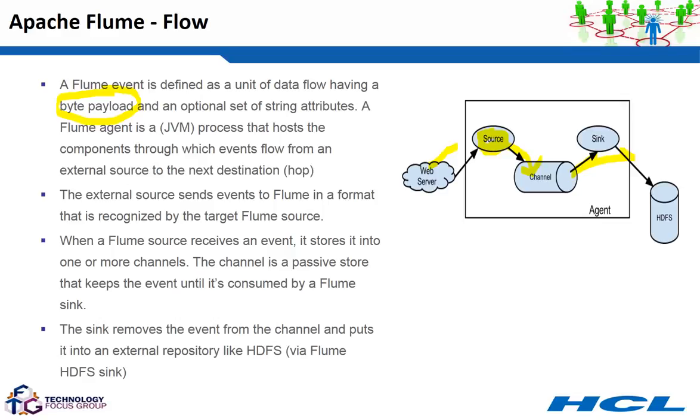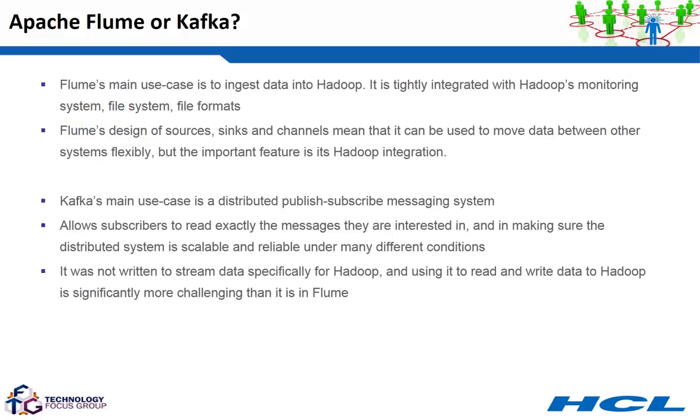You can have a combination of this in a given flow. So the sink removes the event from the channel and puts it into the external repository like HDFS via the Flume HDFS sink. If you have to put it onto HDFS, there are already pre-built Flume HDFS sinks available. If you have to put it to some custom destination, you can also do that.